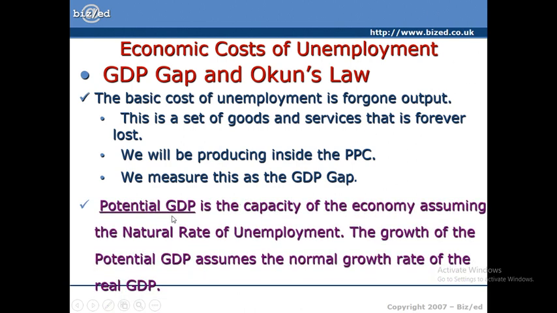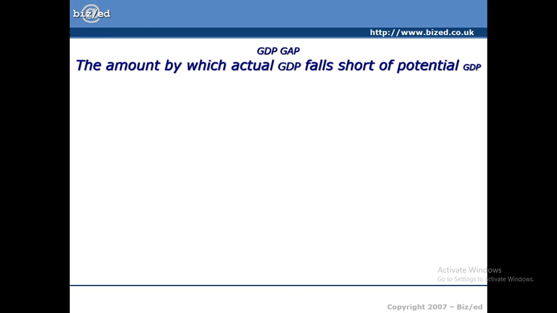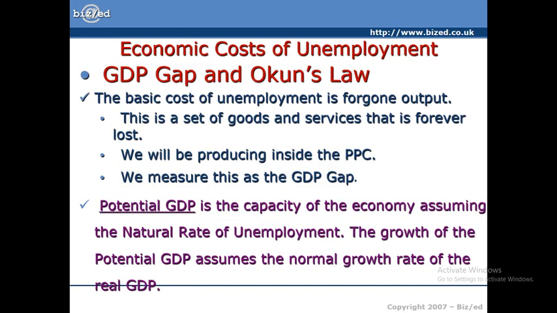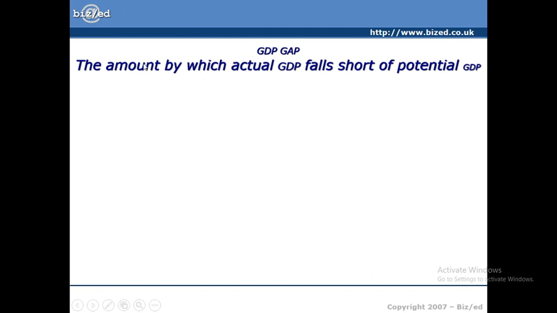Potential GDP is the capacity of the economy assuming the natural rate of unemployment. The growth of potential GDP assumes a normal growth rate of the real GDP. But because of unemployment, the actual real GDP falls short of the potential GDP, and that is what is called the GDP gap. The amount by which actual GDP falls short of potential GDP is known as the GDP gap.